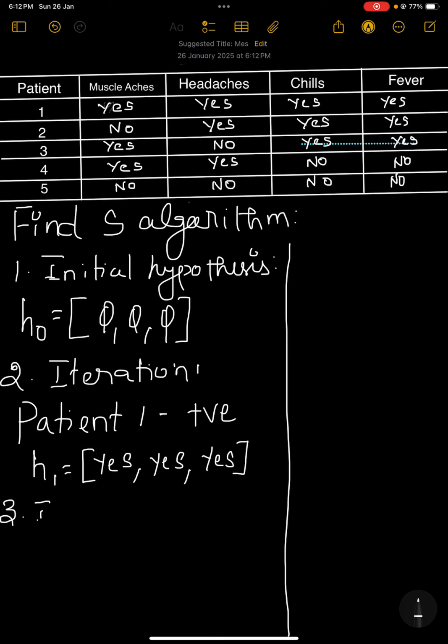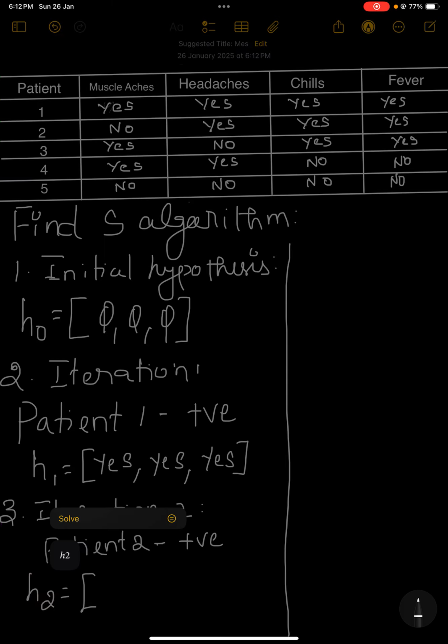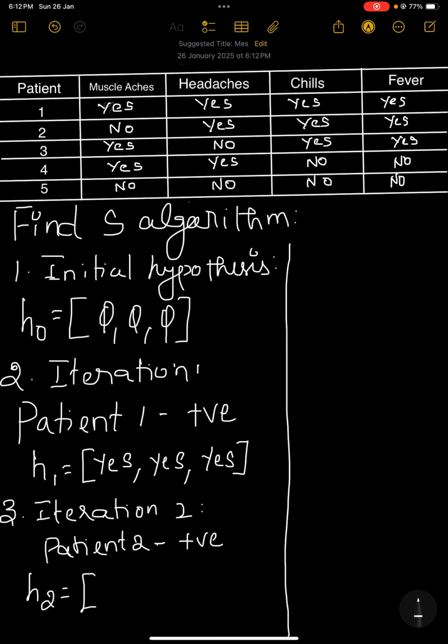And in iteration 2, iteration 2 takes into account patient 2, the next patient data. So first we have to check whether it is a positive or negative outcome. For patient 2 we have a positive outcome, yes. So it is a positive sample. Now we have to fix the hypothesis. We have to compare each and every value here of patient 2 with patient 1 in the previous iteration.